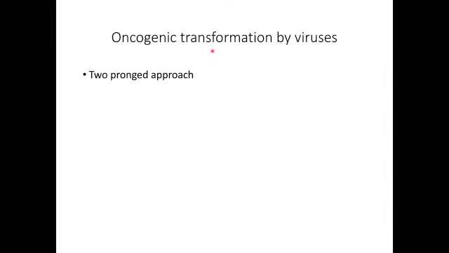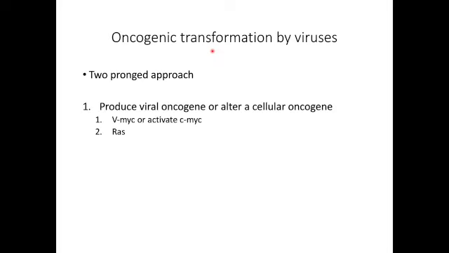For all cancers, but particularly when we're talking about viruses, there has to be a two-pronged approach here. We have to have both of these two things happen in order for the development of a sustainable cancer. And the first is that we need to do something with an oncogene. So our virus either needs to produce its own oncogene or alter a cellular oncogene.